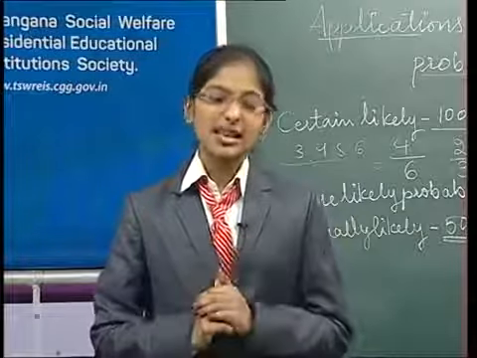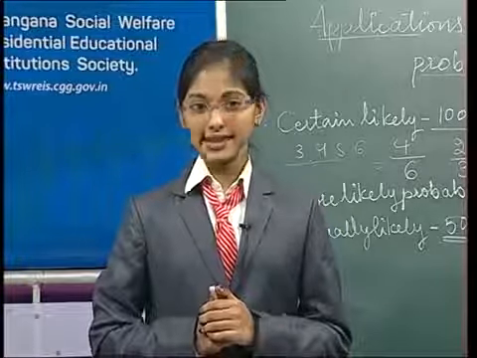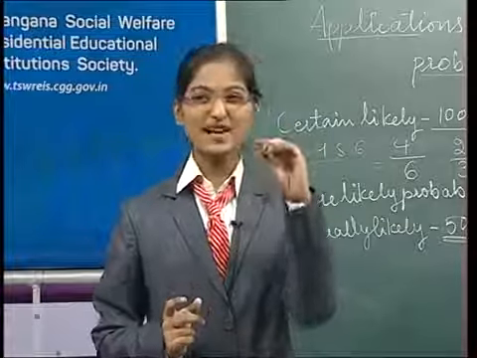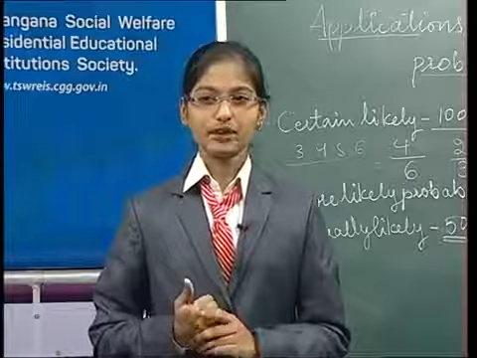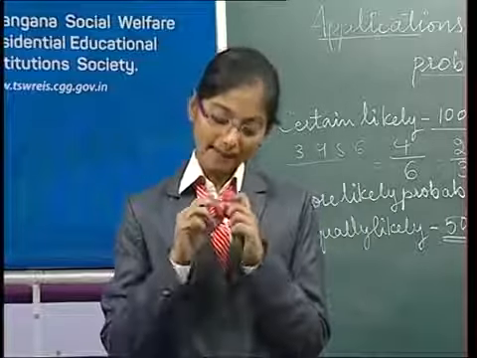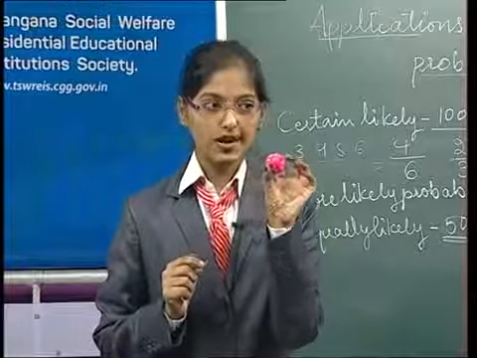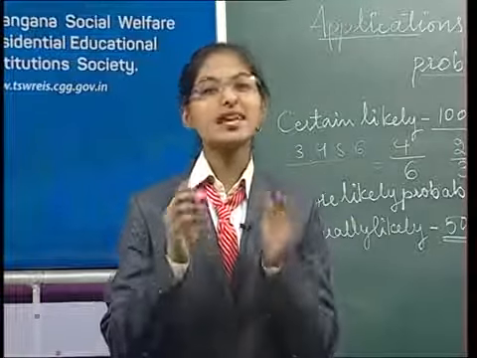And the next one is less likely probability. What is meant by less? A small amount is less, right? Yeah. The small amount is called less. So, less likely probability. When I have taken this die, compared to all of these, getting 1 is so less, right? Getting 1 is so less. So, it is called less likely probability.